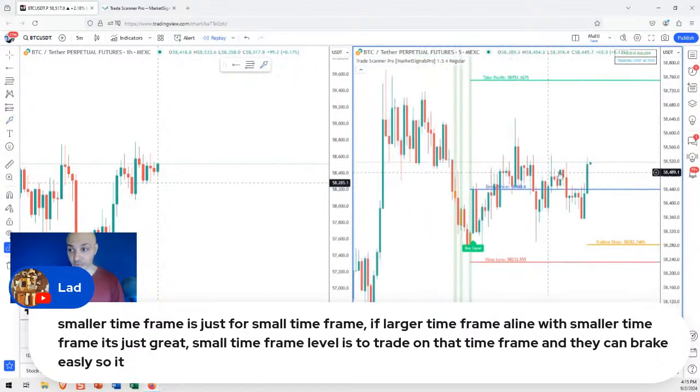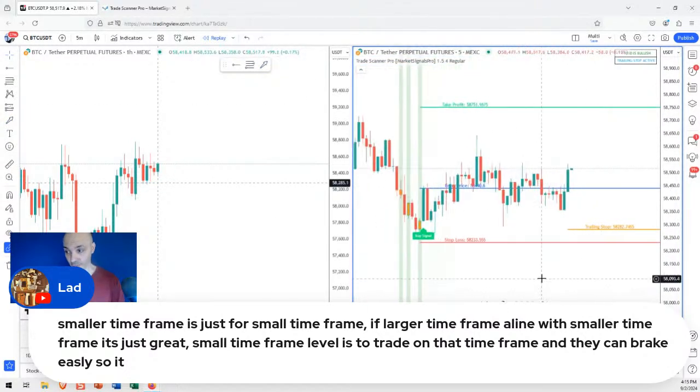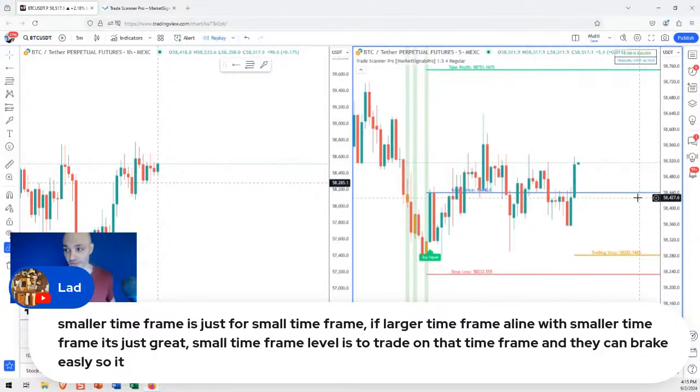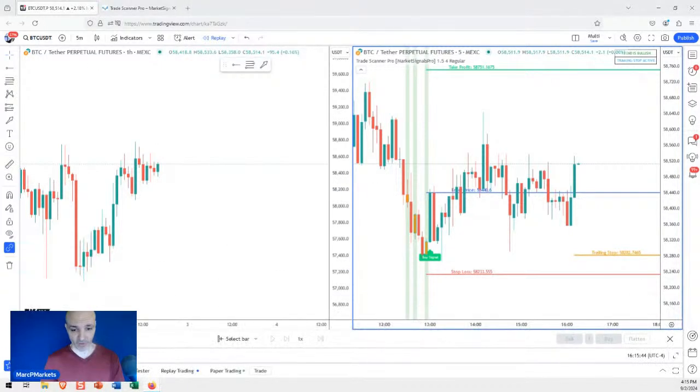This is a 15-minute chart. As a beginner, I suggest starting out with 15-minute charts, okay? Because anything less, it's going to be confusing. You want to get used to that. You want to get used to this thing first, right?